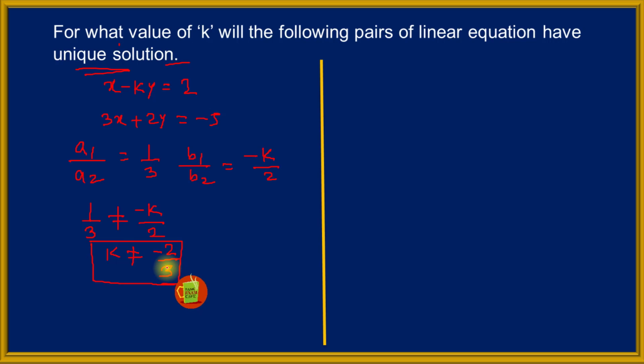If you take any other value, then that pair of linear equations will have a unique solution, and hence the given linear pair will have a unique solution for all real values of k except k is equal to minus 2 upon 3.